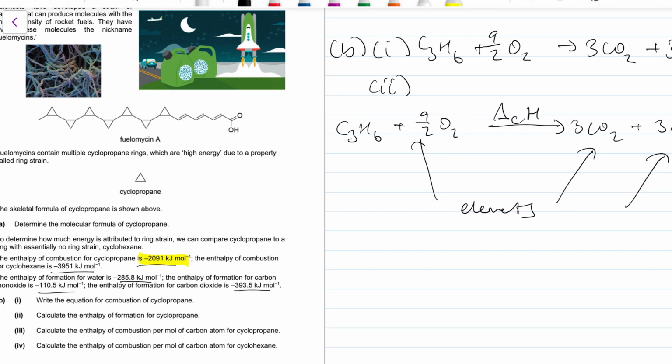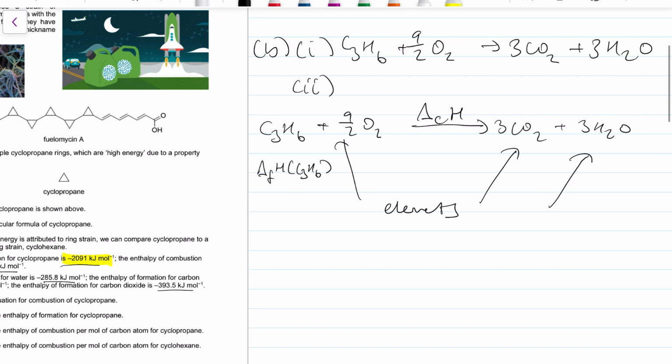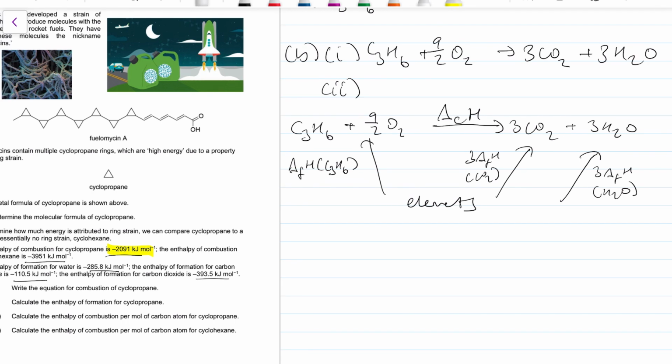Obviously the enthalpy of formation of oxygen is 0, so the only thing here we care about is the enthalpy of formation of cyclopropane. And here we got 3 times the enthalpy of formation of carbon dioxide, 3 times the enthalpy of formation of water. So if we complete the cycle, the idea with these Hess cycles is that the enthalpy change is going to be irrespective of the route taken. So we can either take this direct route, or we can take this route and then that route. So we're going to equate these routes to each other.